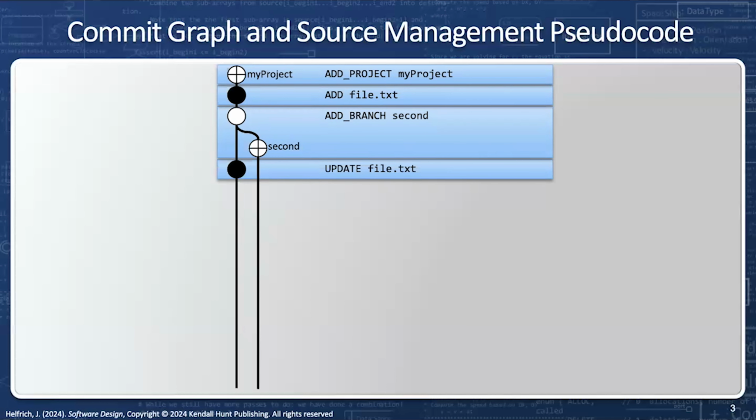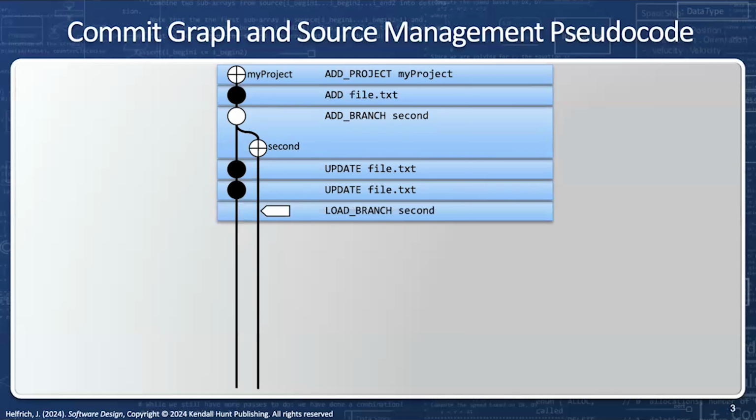In this case, I'm going to update my file.txt. And another edit, I'm going to update file.txt again. Now, what I like to do is bring these edits over to the second branch. So I'm going to move over to the second branch by saying I'm going to load branch second. And then I'm going to make an edit to the second branch.